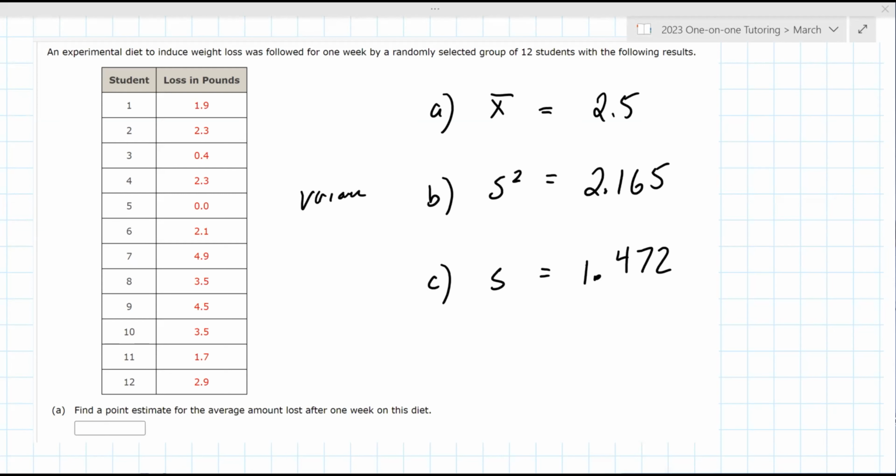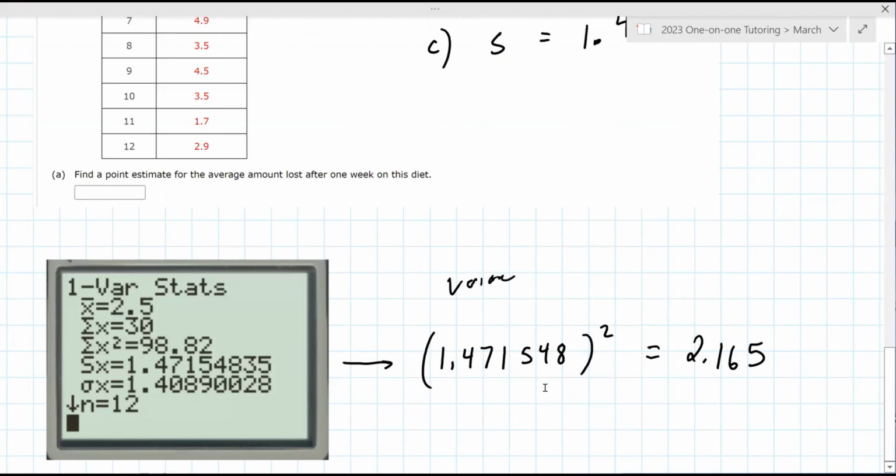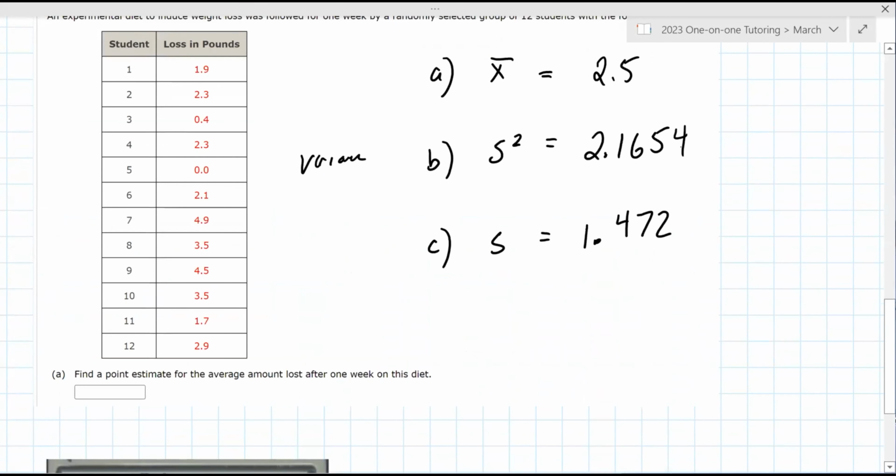All right, so variance of the sample. Did you type in 2.165? Yes. And it did not like that? No. Was part C correct? Yes. Oh, 4 decimal places. That's why. Sorry. Oh boy, there's always a little thing there. 2.1654. That's why it didn't like it. Okay.